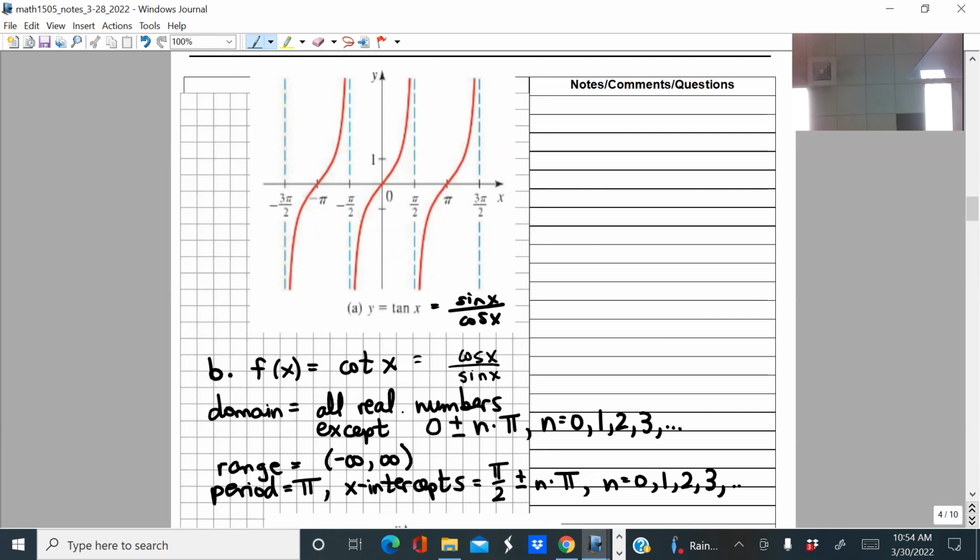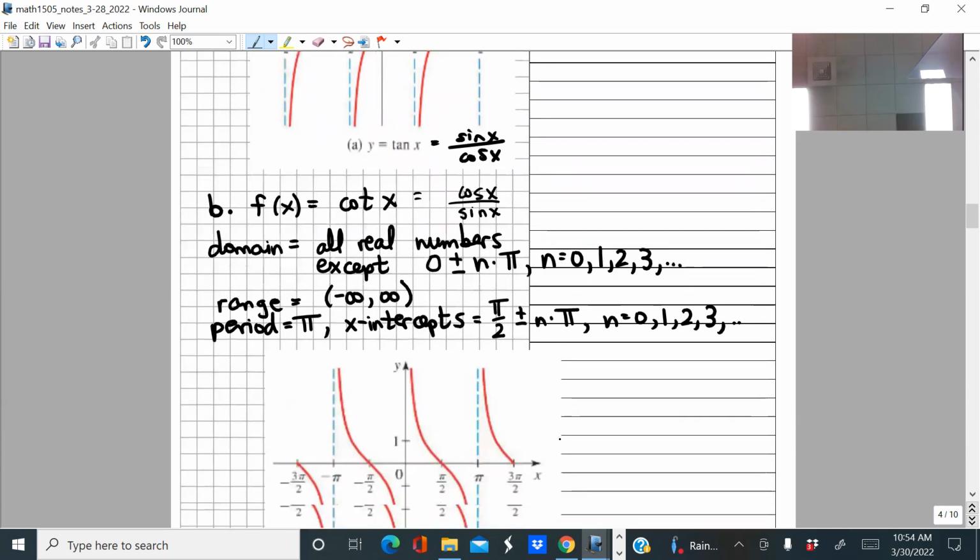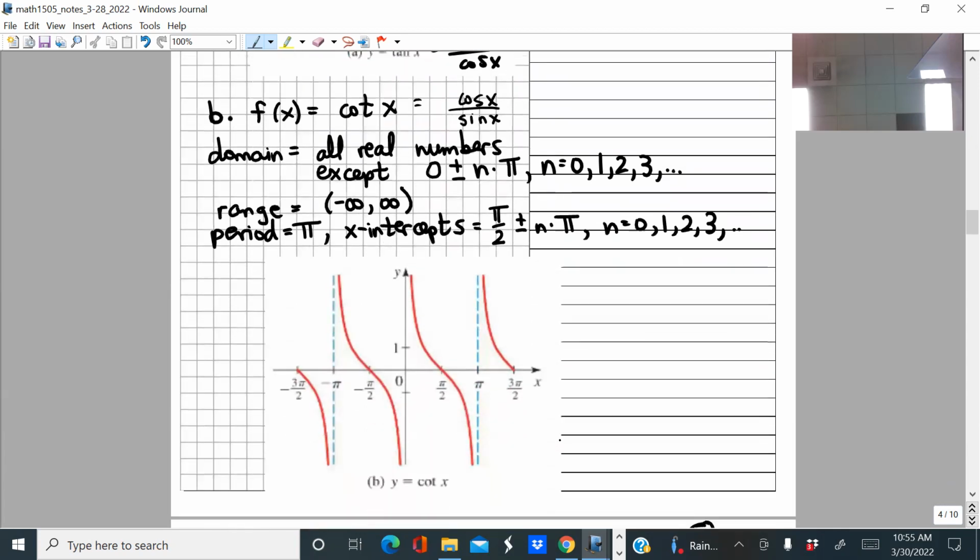And where is the cotangent going to have an x-intercept? Where is it going to cross the x-axis? Sorry, that's where it's going to have an x-intercept. What numbers are not going to be in the domain of the cotangent function? Any place where the sine is 0. So where's the sine 0? It's always 0 at multiples of pi. Let's take a look at the graph. It's going to look very similar to the tangent, except notice it's decreasing instead of increasing.